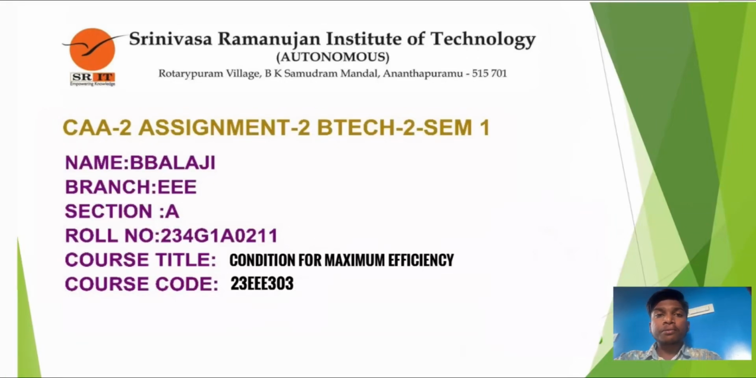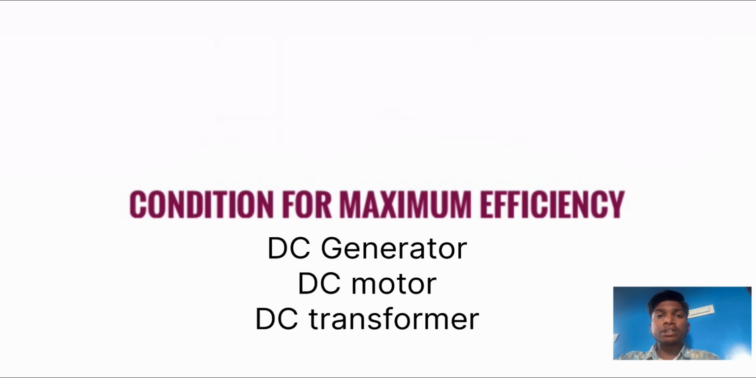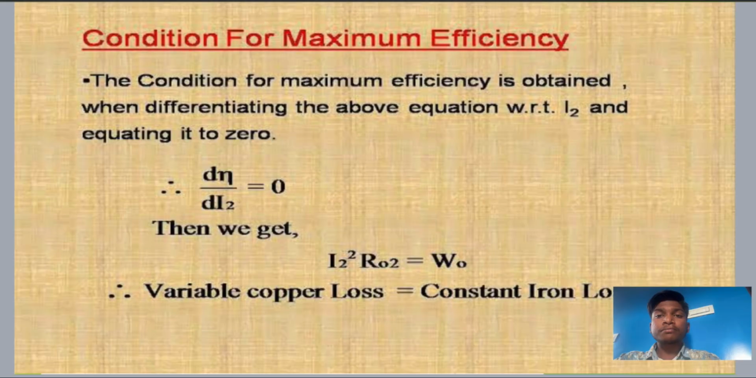Now I am going to explain the conditions for maximum efficiency of a DC generator, DC motor, and transformer. Firstly, we will see the conditions for maximum efficiency.